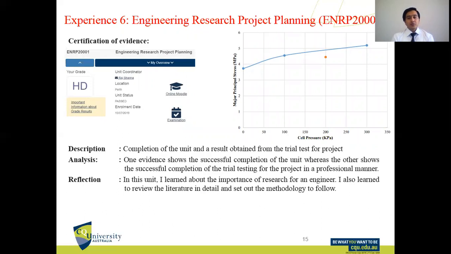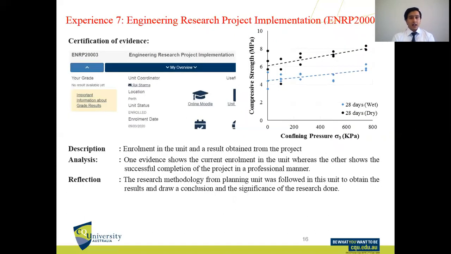In the engineering research project planning stage, I learned about the importance of research for an engineer. I also learned to critically review the literature and set out the methodology so that I could follow that in the implementation phase. And I am following that now in the implementation phase. I got the results, and I'll draw a conclusion based on this research. I found the importance of research in the engineering field with these 2 units.